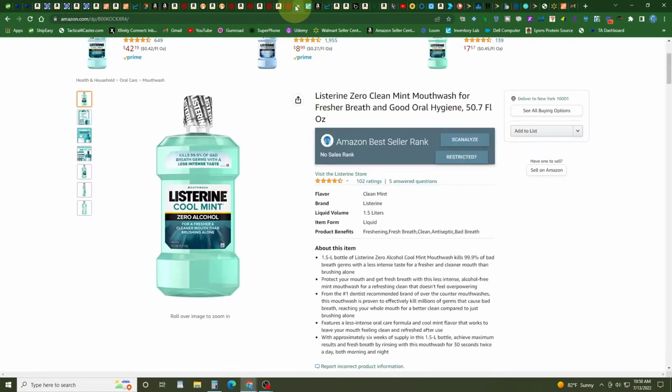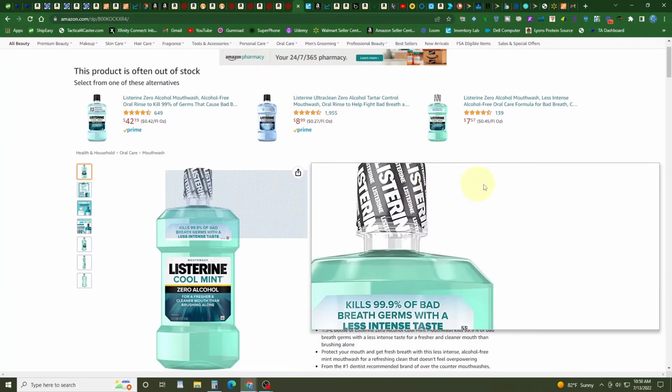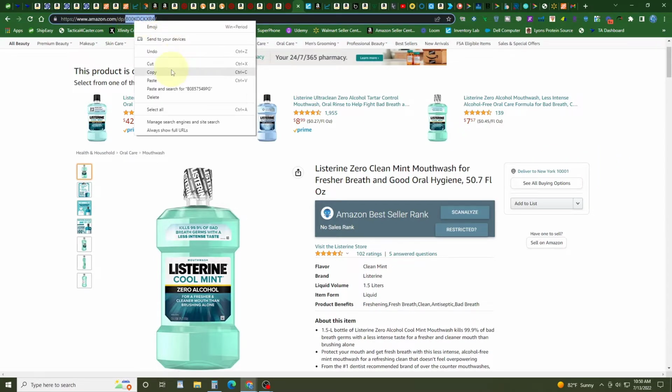I'm going to look and just show you. This is a product that I'm going to list. All it is is Listerine, guys. You want your replens, right? You want your replenishables. Guess what? People use mouthwash. They don't think much. They buy it because they need it. They throw it in their shopping cart along with other things.